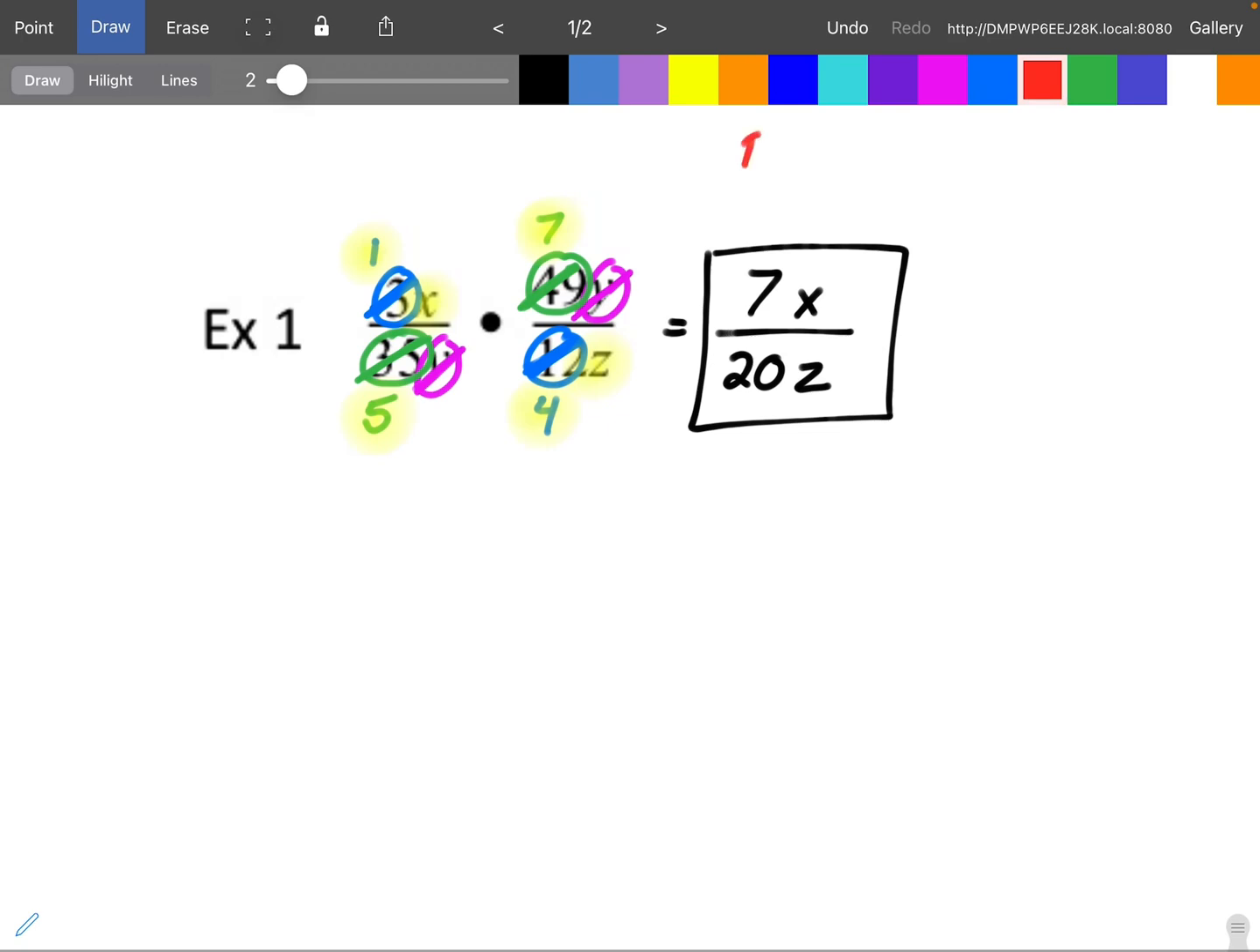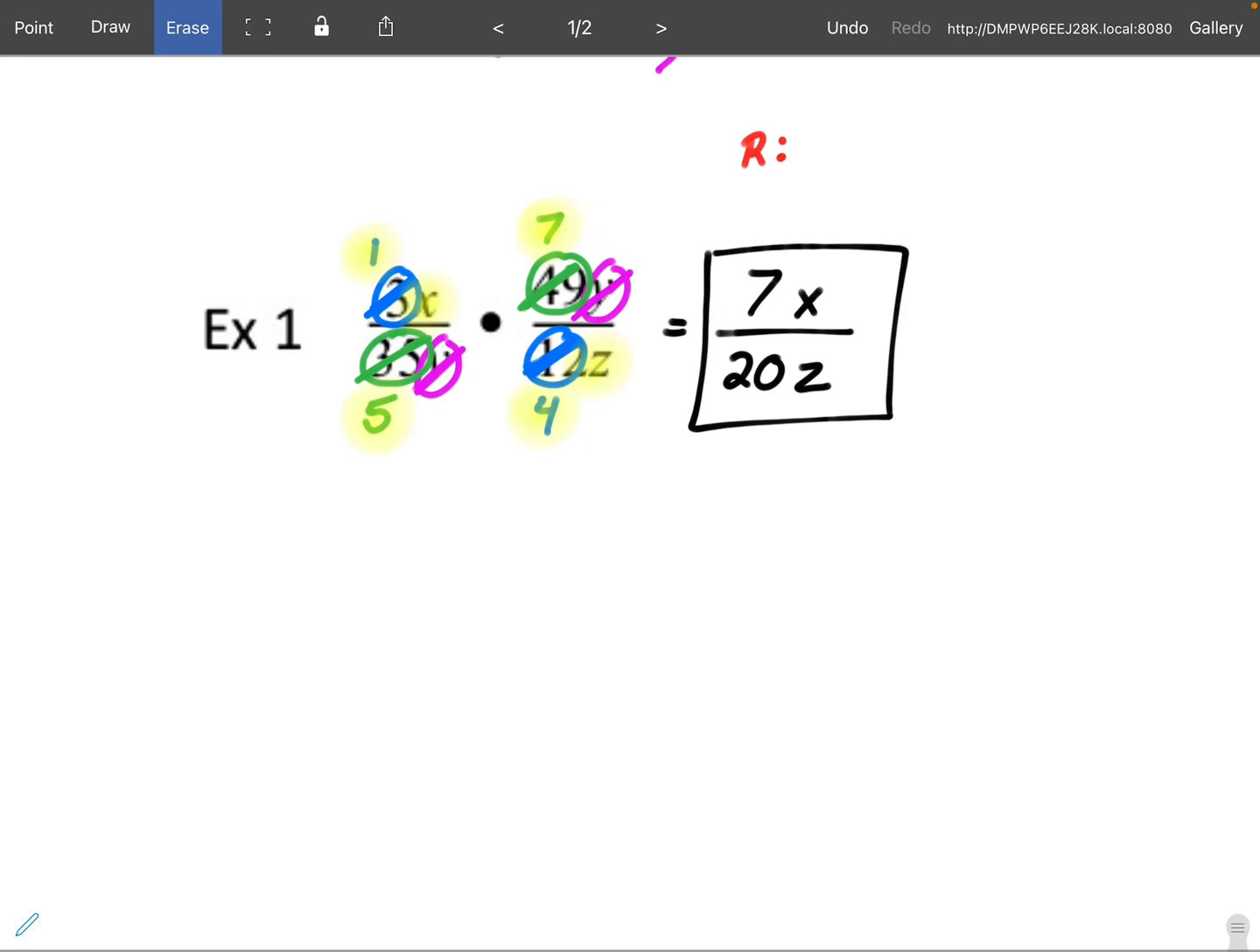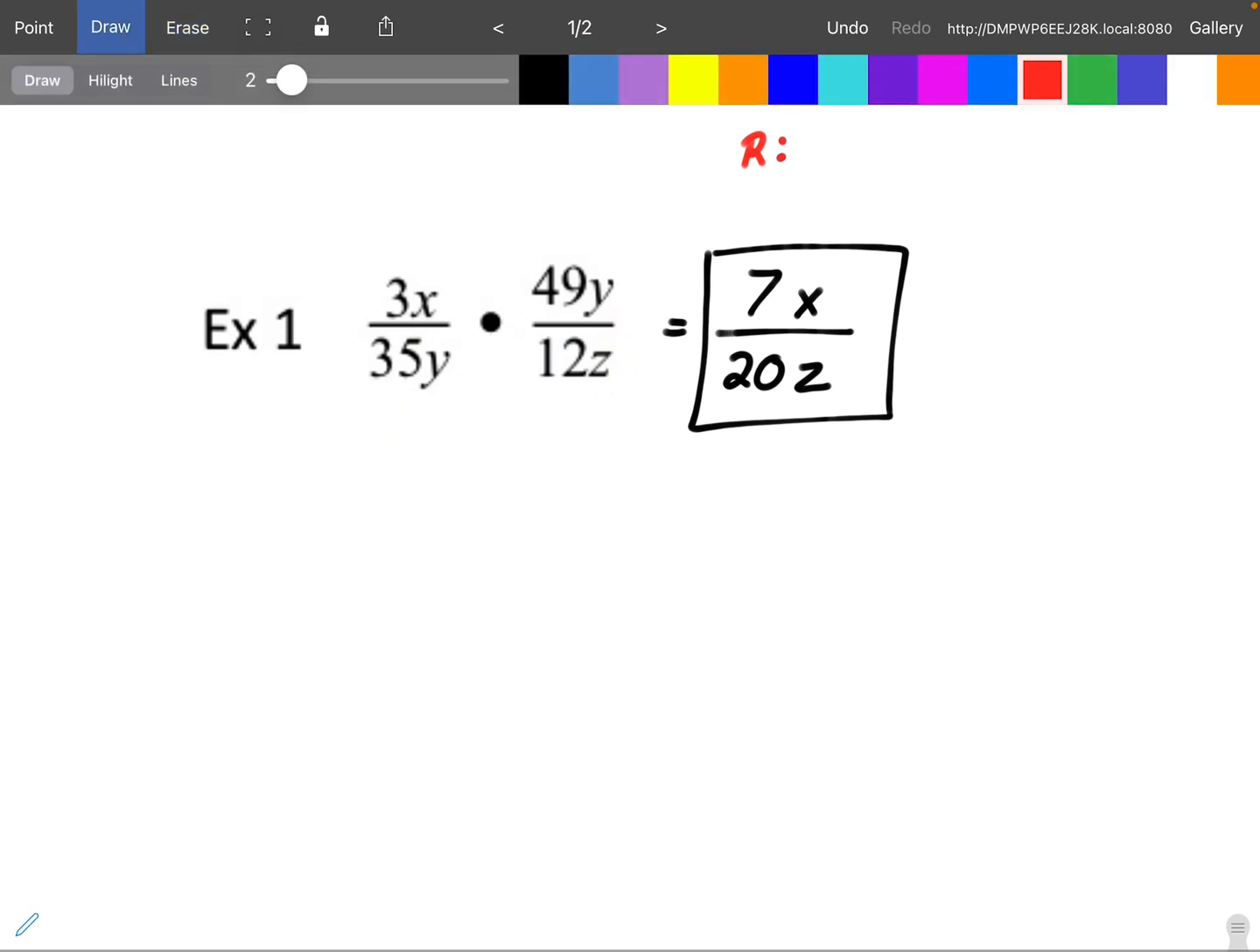Now my restrictions, however. If I want to look at my restrictions, then I want to go back to this original, because I've got marks all over the place. So I'm going to erase all of this stuff so we can look at our original problem. All right, so what did we have in the bottom? Well, I'm not worried about the numbers because the numbers are automatically not 0. I want to look at my variables.